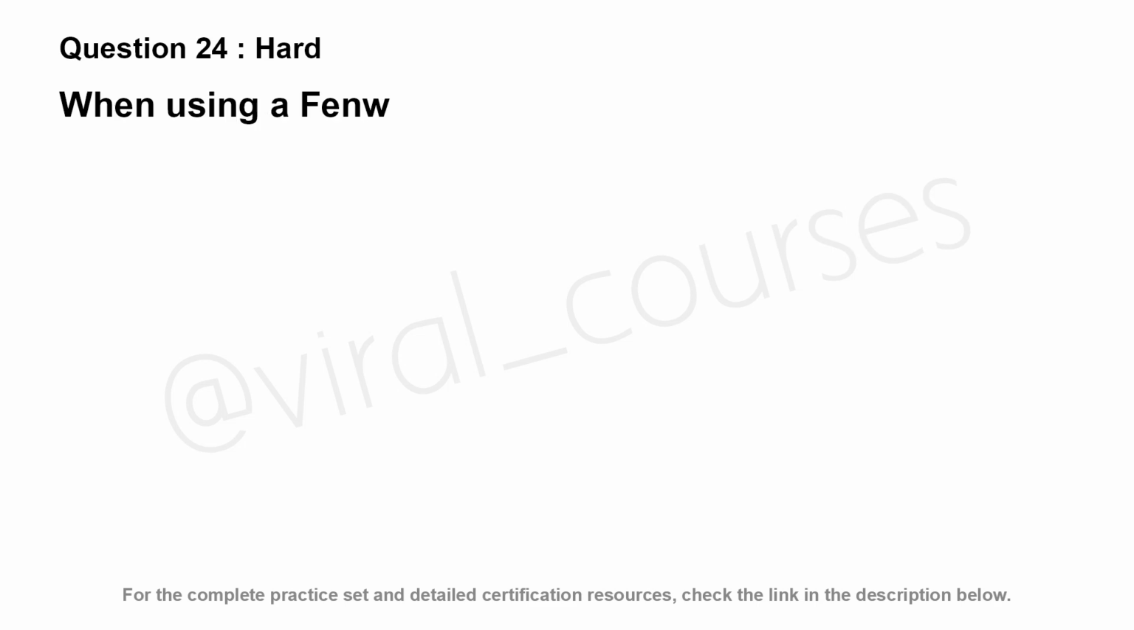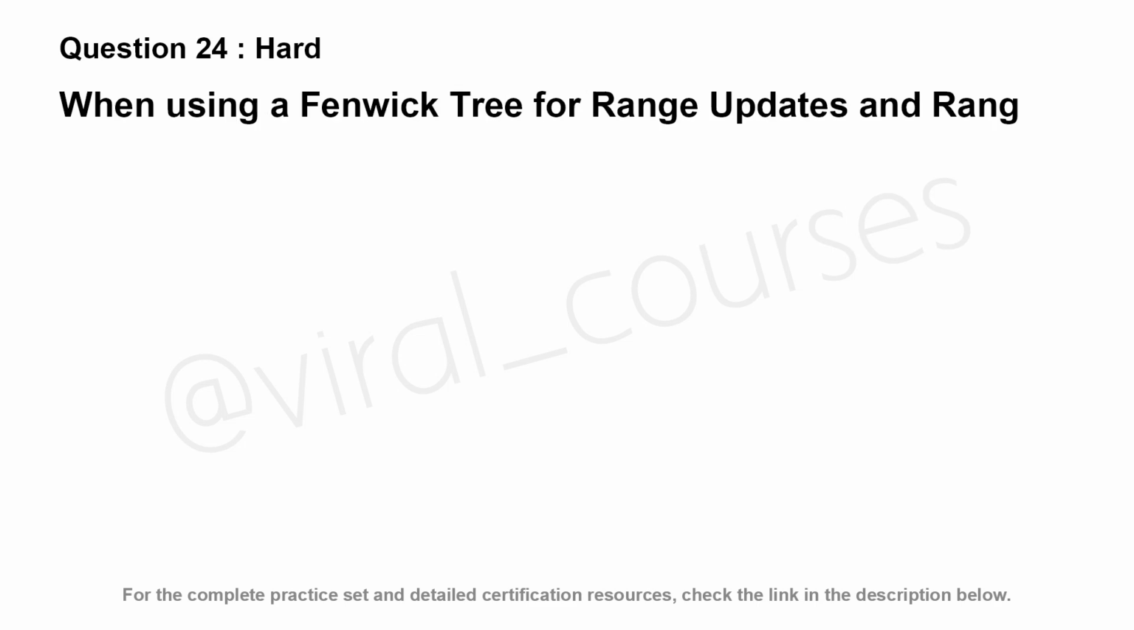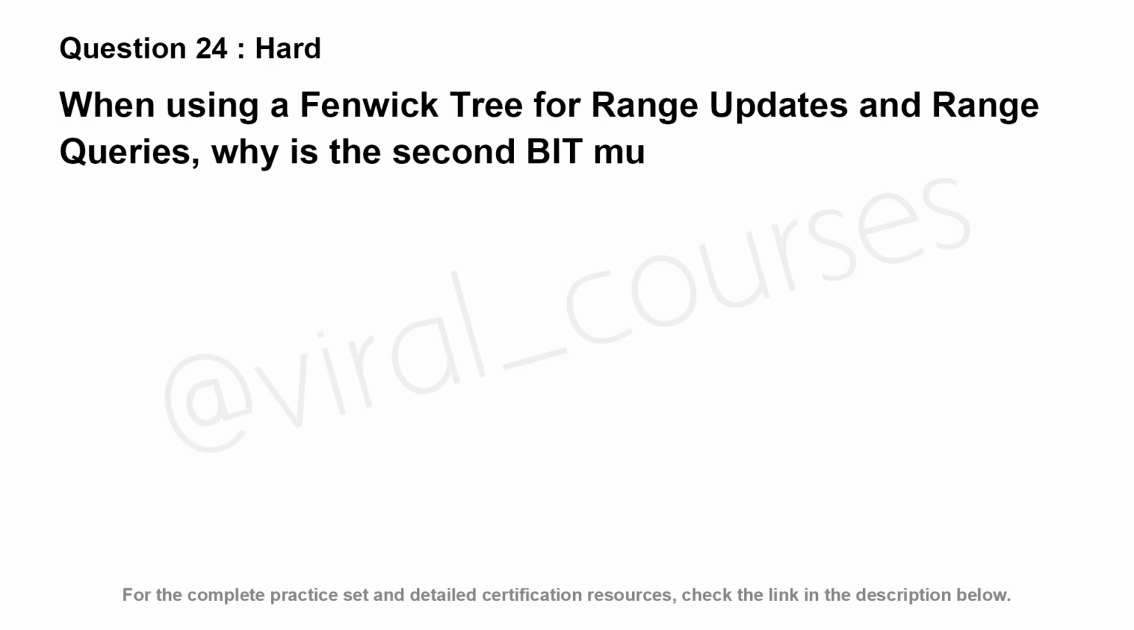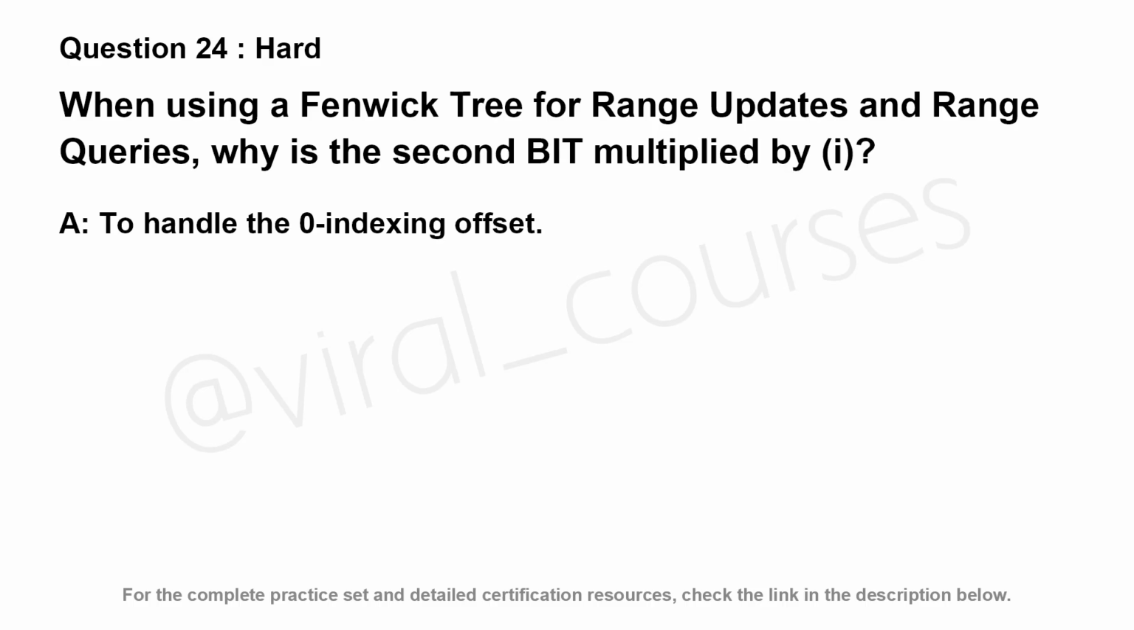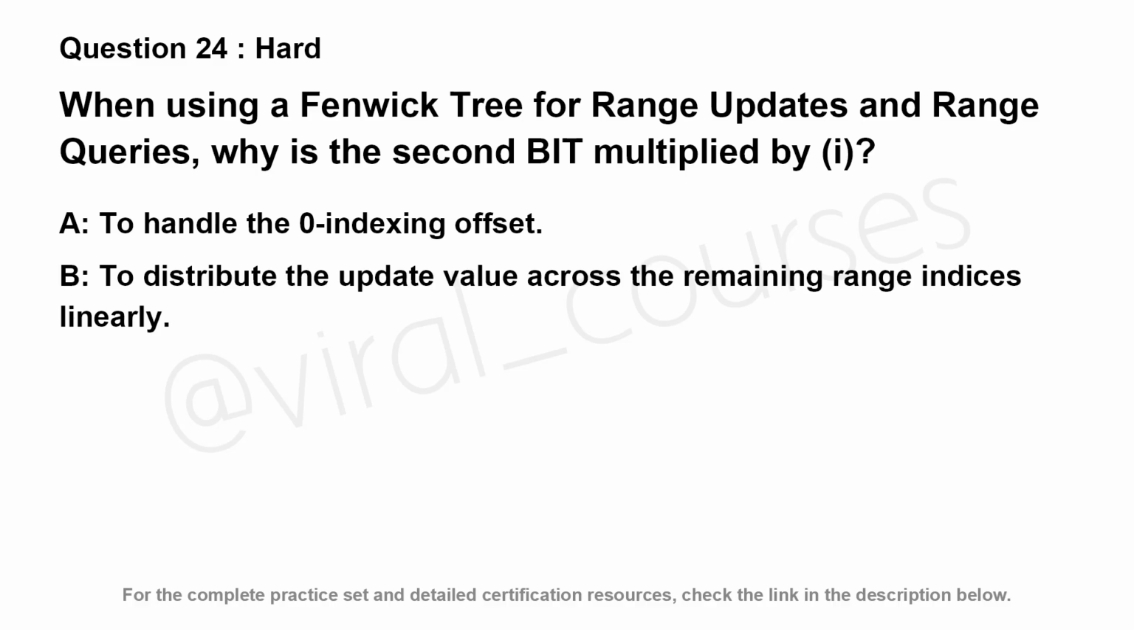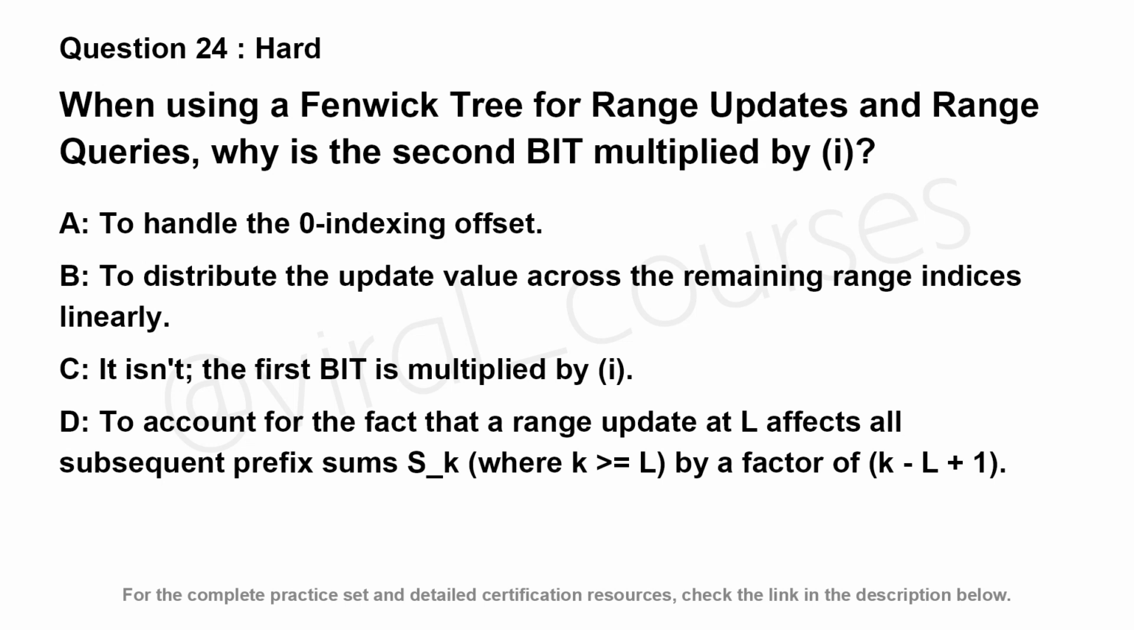When using a Fenwick tree for range updates and range queries, why is the second BIT multiplied by i? Option A, to handle the zero indexing offset. Option B, to distribute the update value across the remaining range indices linearly. Option C, it isn't. The first BIT is multiplied by i. Option D, to account for the fact that a range update at L affects all subsequent prefix sums s_k, where k is greater than or equal to L, by a factor of (k - L + 1).